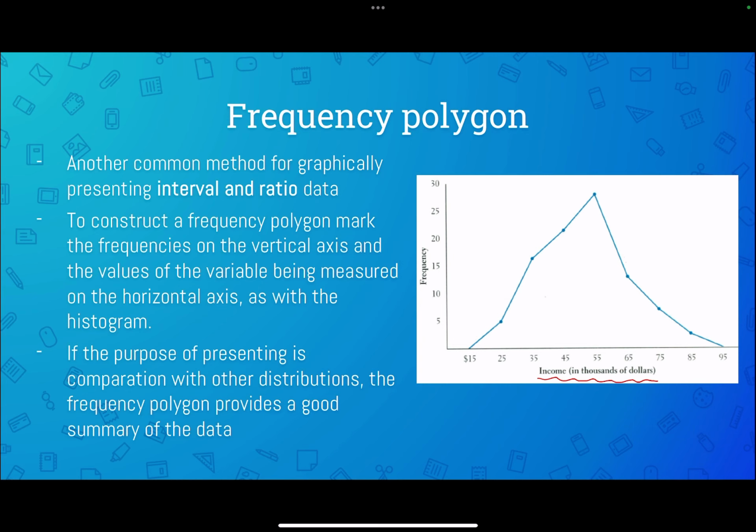To construct a frequency polygon, you mark the frequencies on the vertical axis and the values of the variable being measured on the horizontal axis, as with the histogram. In this way, a frequency polygon is better because we can have two sets of data here and we can see them better than if we had bars.